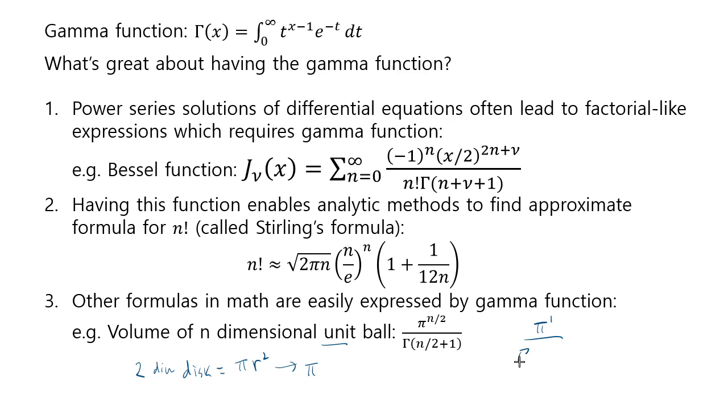power, over gamma of 2 over 2 plus 1, which is gamma of 2. Gamma of 2 is 1 times gamma of 1. And gamma of 1 is just 1, so it's equal to pi. So you do get that. It will be interesting to apply this formula for other values of n, and try playing with this.